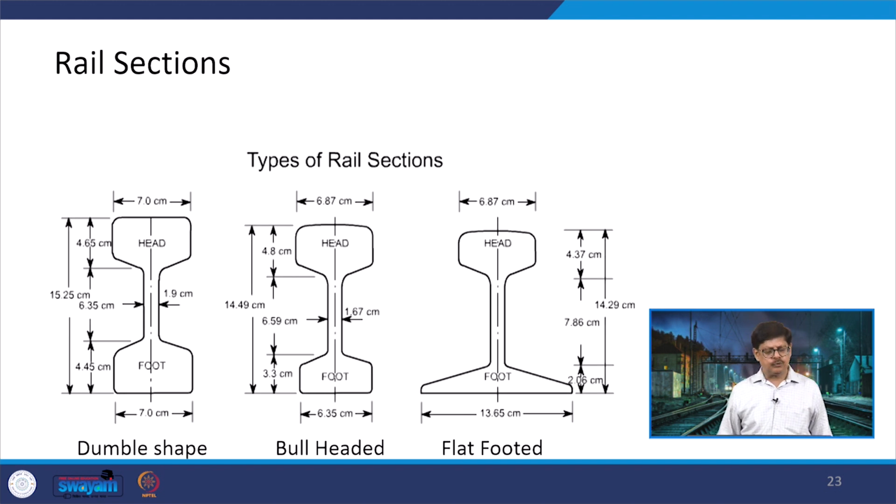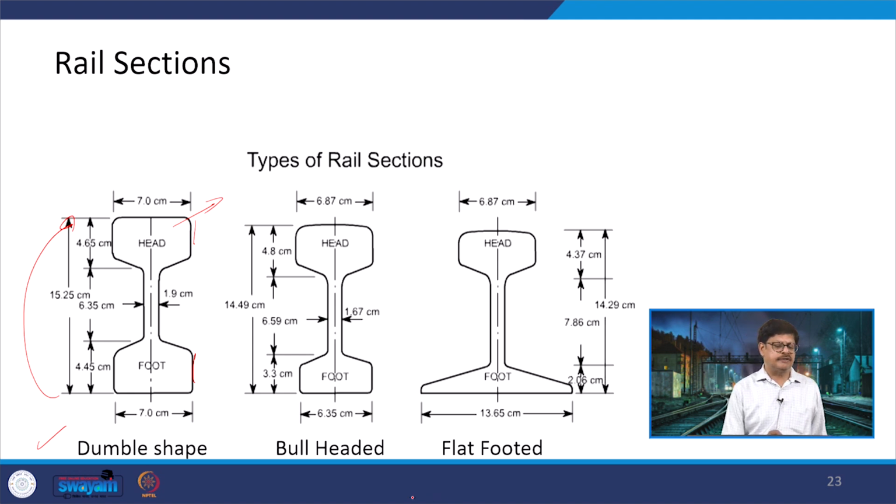Now, we can look quickly at the types of rail sections which can be used. The first one is a dumbbell shape. Dumbbell shape comes from the name dumbbell itself, which we use for exercise. So, the head as well as the foot are of the same type. The reason for keeping head and foot of the same type was that if wear has taken place in the head, then the rail will be rotated and the foot will become head and head will become foot. So, the same rail can be used continuously. That was the concept in the development of this dumbbell shape.